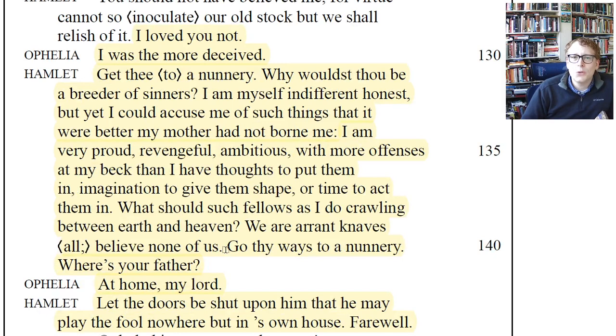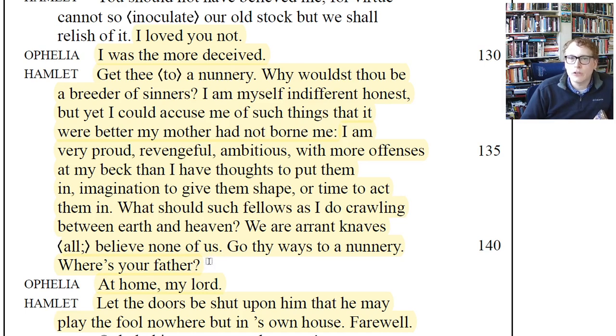"Go thy ways to a nunnery." So he's critiquing women, but he's also critiquing all men. He's putting some of the blame back on men too, right? On himself. Women are better off in a nunnery. They're better off never getting married, right?